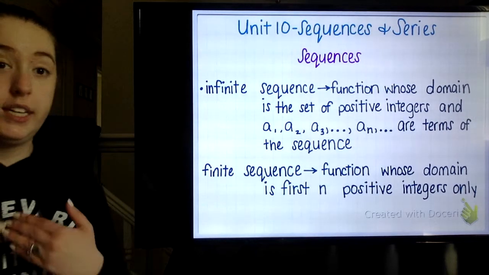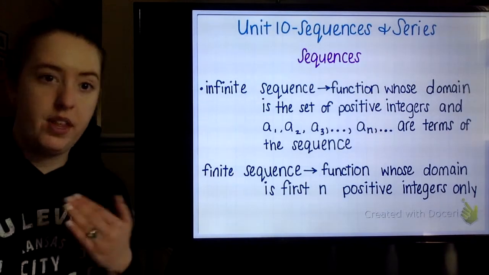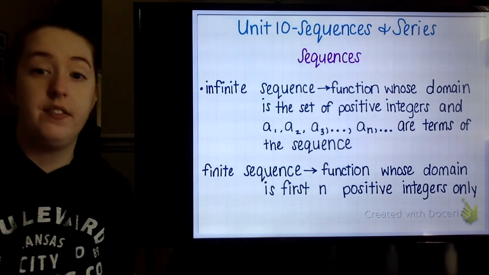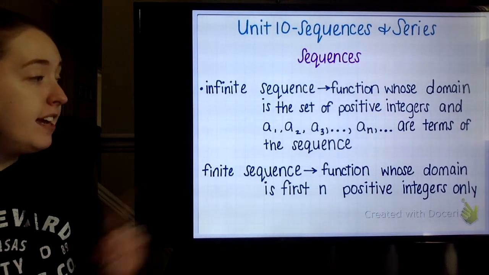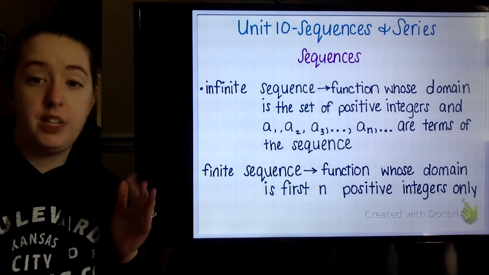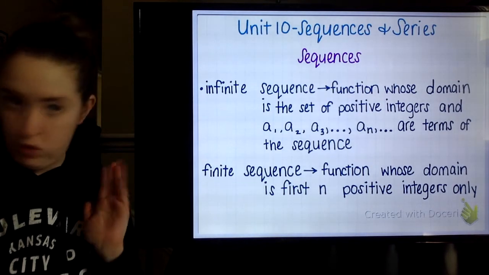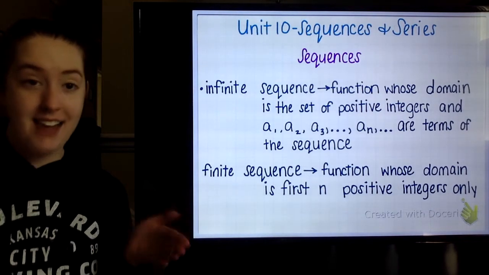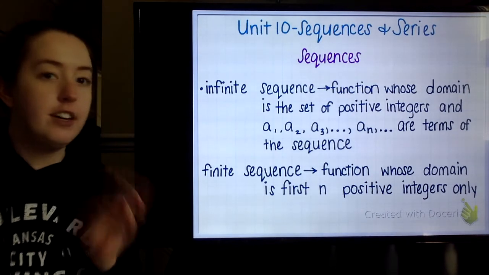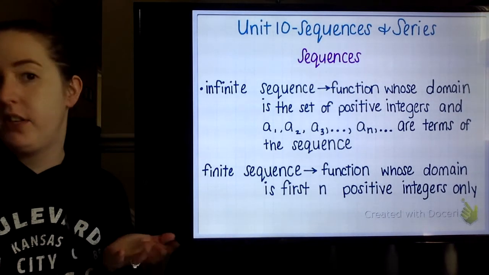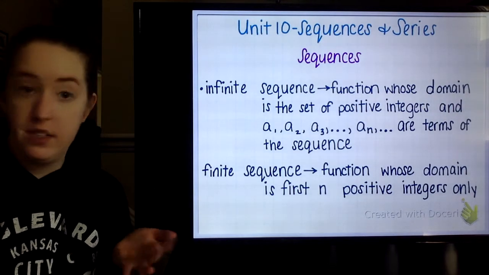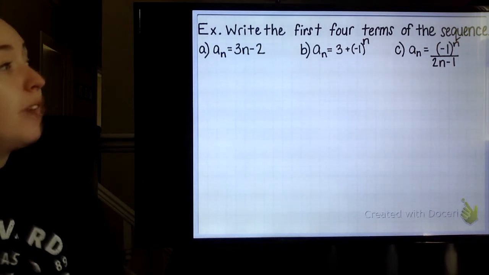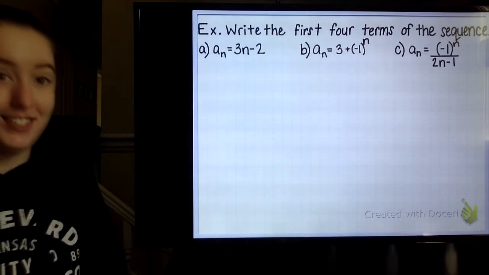So we usually number the terms: 1, 2, 3, 4, 5. That's why the domain is the set of all positive integers. A finite sequence is the same sort of situation, only it's the first so many positive integers. That means our sequence has an ending. It doesn't just go on and on forever. Some of them will have 5 terms or 12 terms or a billion terms, whatever it happens to be.